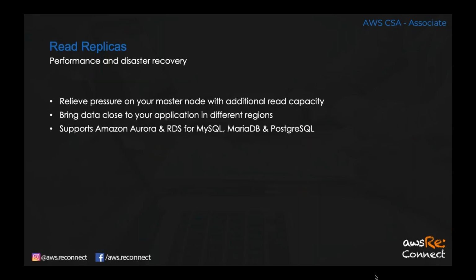Now, read replicas are for performance and disaster recovery, relieving pressure on your master node with additional read capacity. So you are relieving the pressure from your master node, giving only write access to your master node, and all the read operations will be performed from the read replicas. It also brings data close to your application in different regions. As we have already seen, if customers are present across the globe, you can create a read replica in their region so that your customers reach your database in a much faster way.